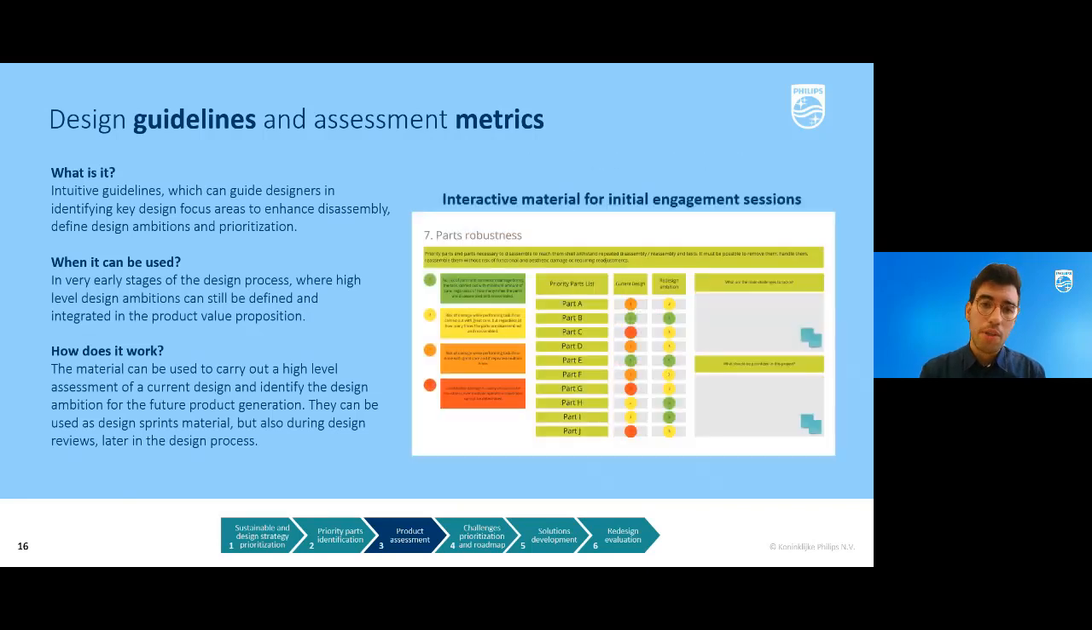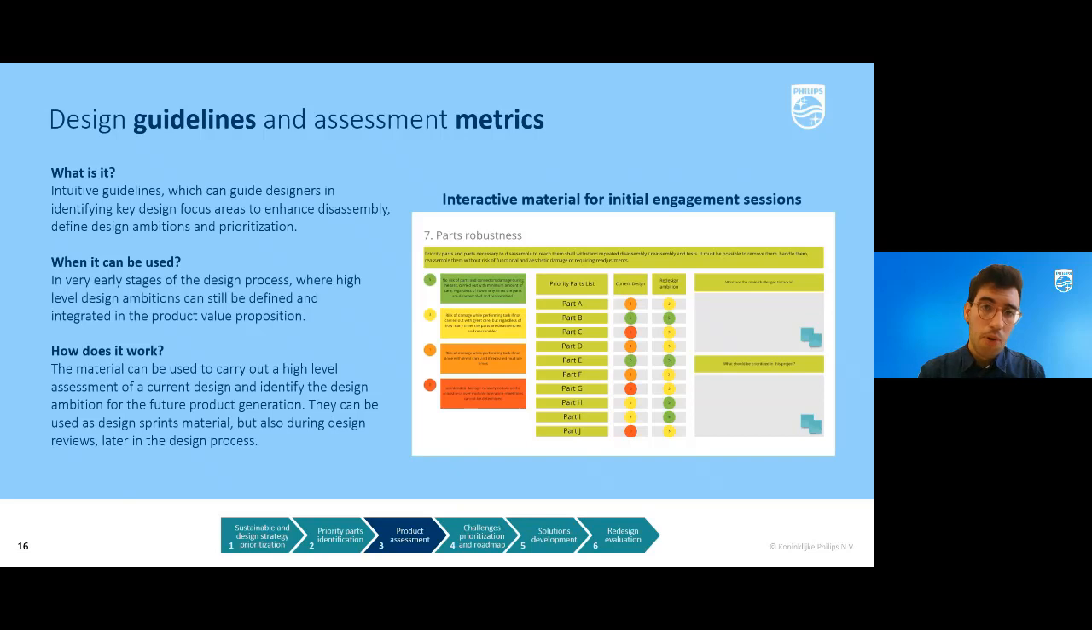The most intuitive thing that we use is design guidelines. Design guidelines are very simple to use. We use them in the earlier stages of the design process to define initial, for instance, redesign ambitions. They are also a very useful tool to raise awareness and really make a development team understand what it really means, for instance, to design for disassembly.